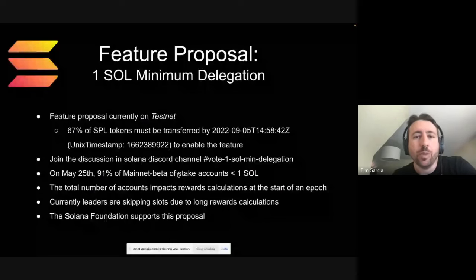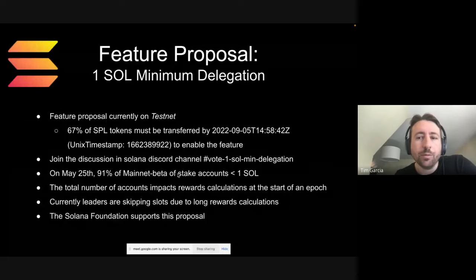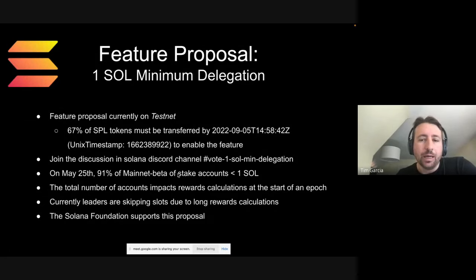Okay, switching gears a little bit, I want to talk about the one SOL minimum delegation feature proposal. A couple bullet points I want to hit. So first of all, the feature proposal is currently happening right now on chain on testnet. This will only affect testnet currently. So please, if you have a testnet validator, look into it and vote for it if you're in favor. We need 67% of SPL tokens that are outstanding to be transferred to a wallet by Monday at this time specifically, in order for the feature to be enabled on chain.